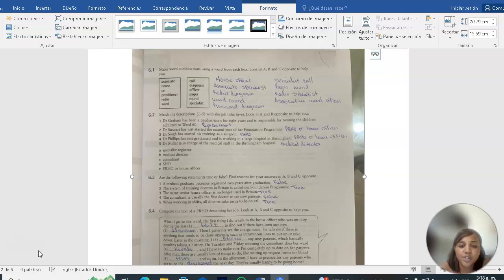Match the descriptions with the job titles. Look at A and B opposite to help you. Dr. Graham has been a pediatrician for 8 years and is responsible for training the children admitted to work, consultant. Dr. Stewart has just started the second year of the foundation program, PRHO, or house officers.